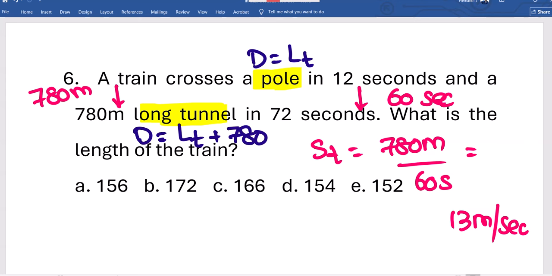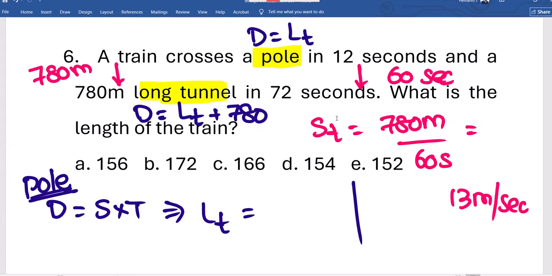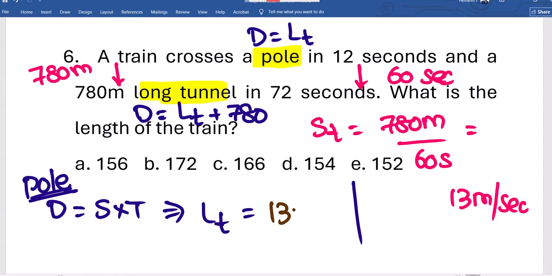Now, what about the length of the train, sir? Distance is speed into time. Taking the first case, the train is crossing the pole, so the distance is nothing but the length of the train. Speed is nothing but 13. Timing in the first case, train crossing the pole, what's the timing given? 12. That will give the answer, 156. 156 meters is the length of the train.